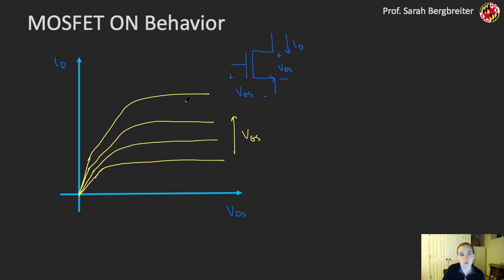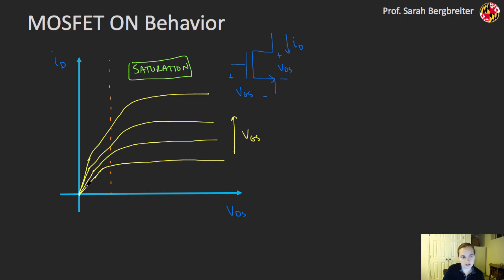I'm going to get more drain current through my transistor. And I once again have two different regions that I can look at here. And to really blow your mind and confuse you, this is opposite of what it was in the BJT case. So in this case, I can effectively change my drain source voltage and I get no change in drain current. So we call this the saturation region.